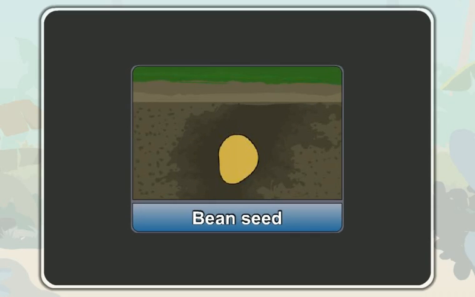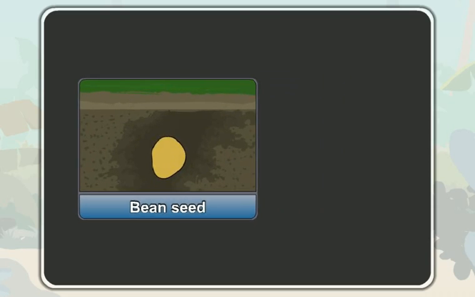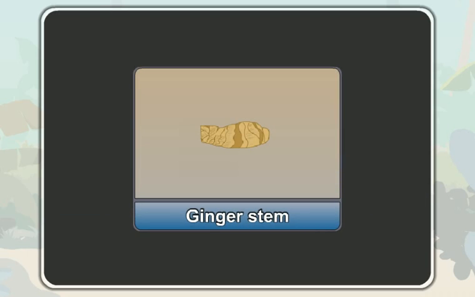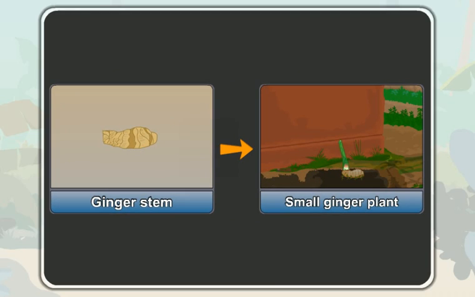This is a bean seed. A small bean plant grows out of the bean seed. This is a ginger stem. A small ginger plant grows out of the ginger stem.